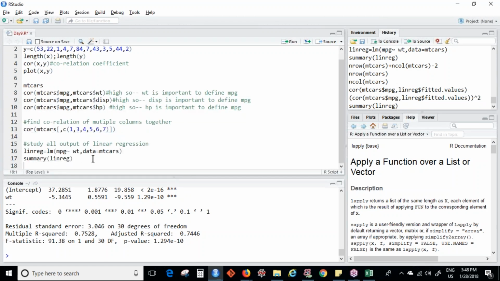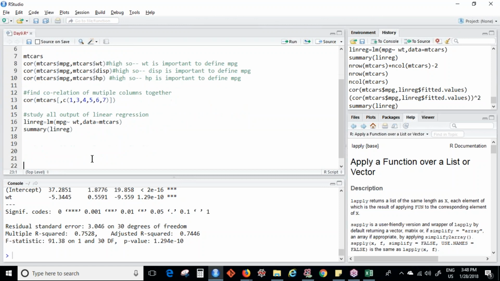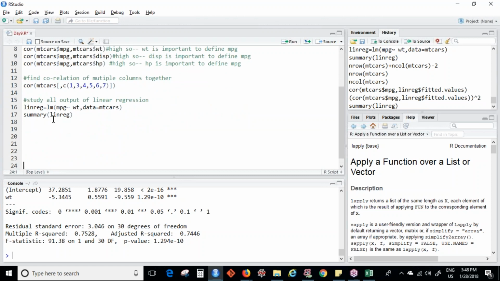Okay, now let us see a few additional parameters that we can get from a linear regression's output. So this is your linear regression's output, right? My linear regression model is linreg. So I'll just copy this name and paste it here, and the moment I write dollar after it, you see I get some options. So let's see what these options are.